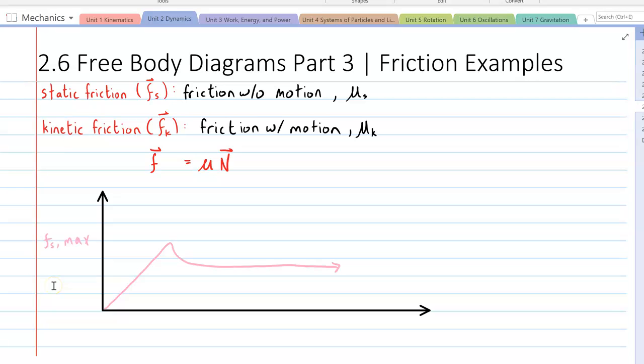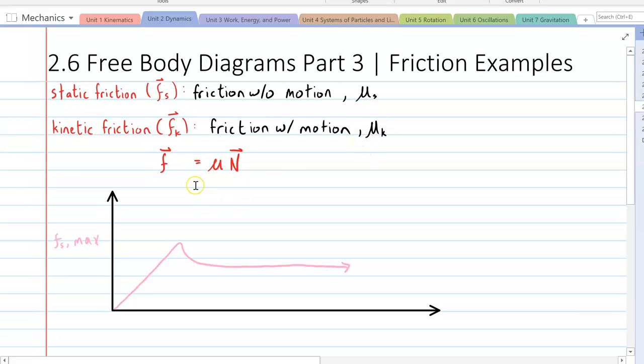Okay, so now we want to look at free body diagrams that include friction. So we're going to be focusing solely on friction in this video. And just a quick review, remember that there's two types of friction, right? Static friction is the friction without motion, and kinetic friction is the friction that is associated with motion, and we give them two constants. This is the static coefficient constant, and then this is the kinetic coefficient constant.